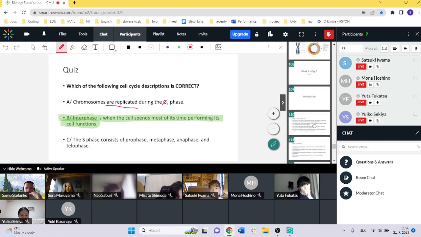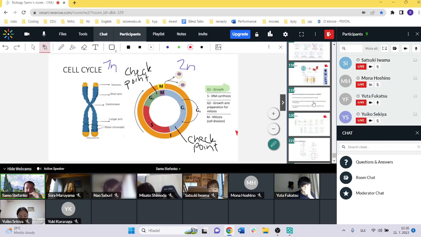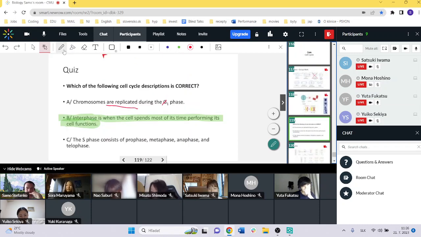Let me show you one more time the picture. We also know that during G1 there is growth and preparation for mitosis, and during S phase DNA is synthesized or replicated. So in the red one, chromosomes would be replicated during the S phase. Okay, so if the statement were written as chromosomes are replicated during the S phase, that would be correct.